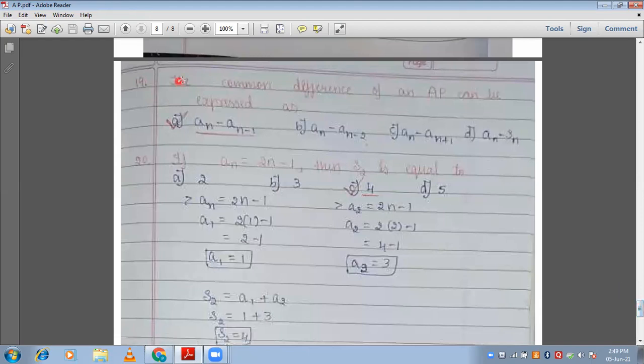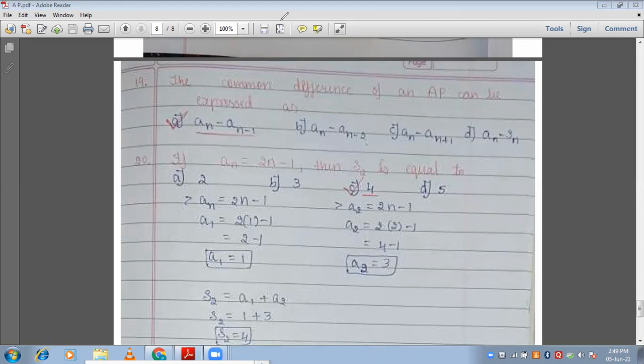19th question. The common difference of an AP can be expressed as, yes, D is equal to AN minus A(N minus 1). For example, the value of n is 2. A2 minus A(2 minus 1), which is A1. Yes, the difference D is equal to A2 minus A1. So the general term is expressed as AN minus A(N minus 1).